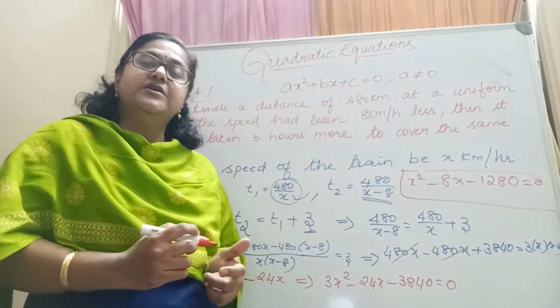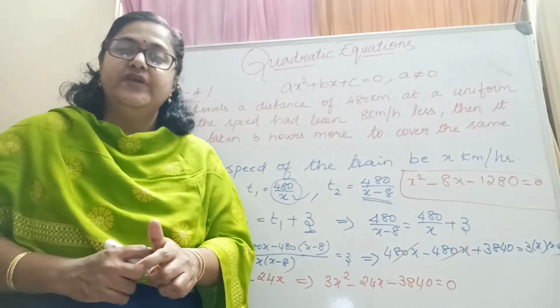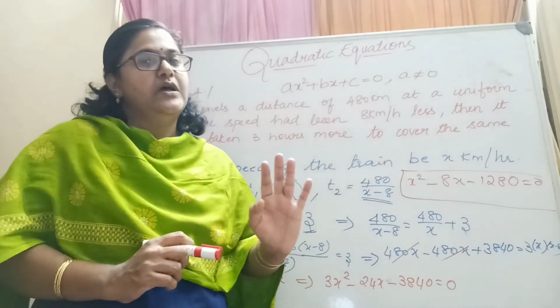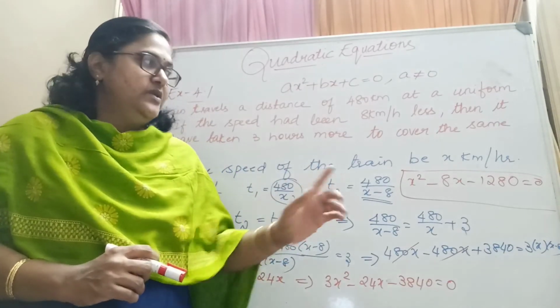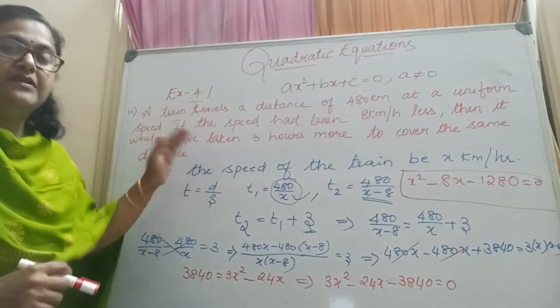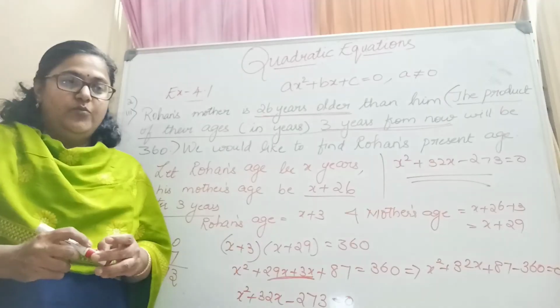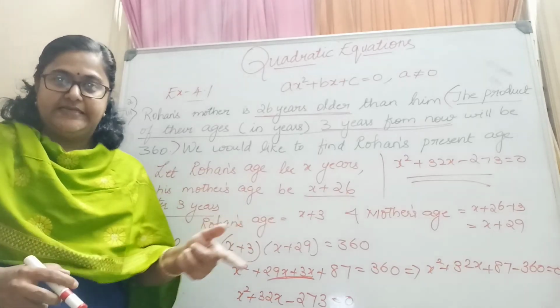When you solve this equation, you will get the speed of the train. Okay. Here we are asked to form only the equation. We are not asked to solve it. Fine. So, the equation is formed for the given statement. Hope it is clear to you all. Now, we have completed this exercise.